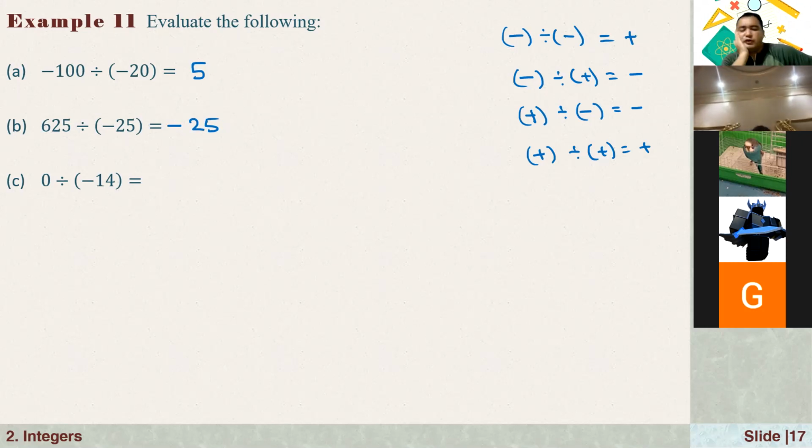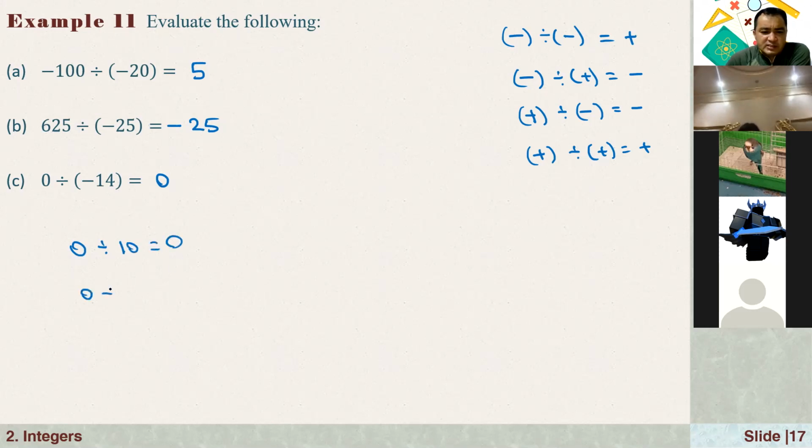Yasmin, question C is for you. 0 divided by -14. What is the answer? Can you see the screen? 0. Just zero, right? Because 0 divided by anything is equal to 0. 0 divided by 10 is 0. 0 divided by minus 100 is equal to 0. If you divide 0 by any non-zero number, that's equal to 0.